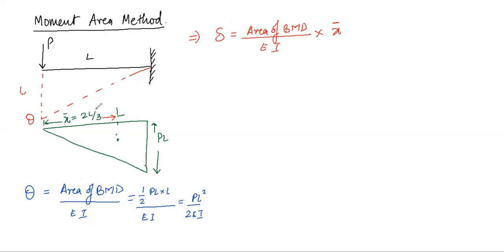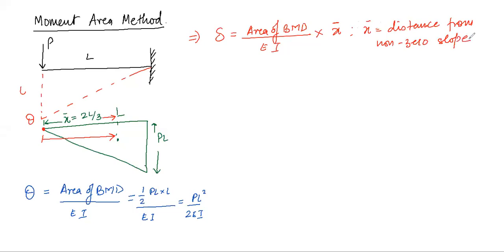Now an important point to always remember: for a non-zero slope, the distance x is calculated from there. This is the point where there is a non-zero slope, yes or no? The values of x are to be calculated from this point, right? So I am going to write: x bar is the distance from the non-zero slope.